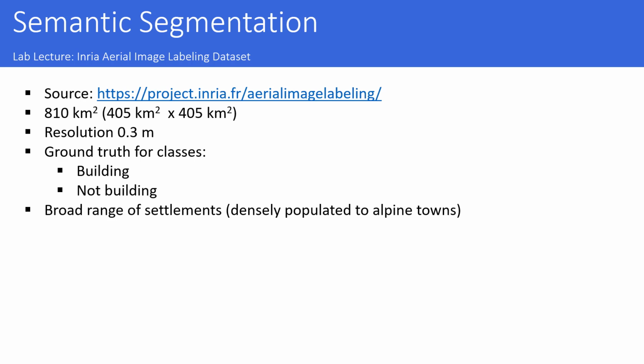And the images are covering a very broad range of different settlements. So it could start from very densely populated areas like cities, and it's going all the way to very old-fashioned alpine towns. So it's trying to be able to cover all different types of settlements.